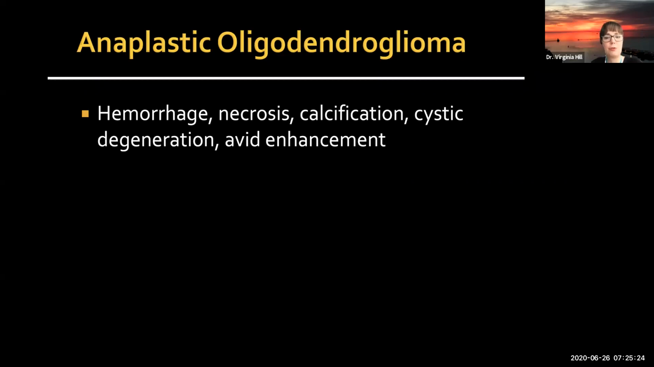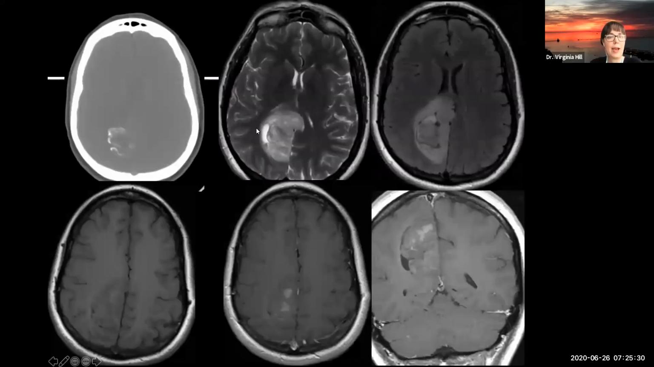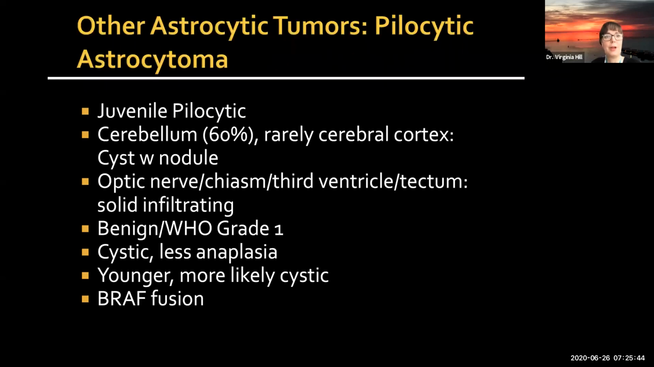Hemorrhage and necrosis, calcification, cystic degeneration and avid enhancement become much more likely. And here we have a CT. We can see this calcification in the tumor. We can see a heterogeneous cystic and solid appearance of the tumor. It has some enhancement, and this is an anaplastic oligodendroglioma.